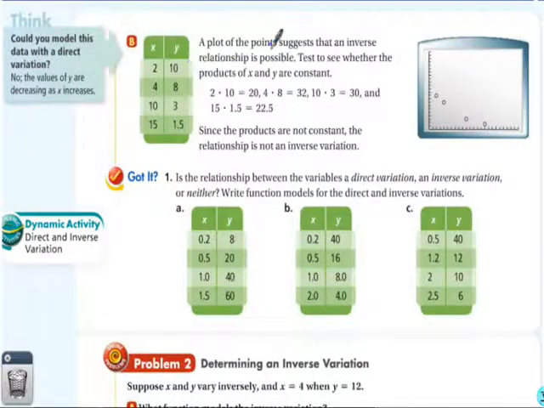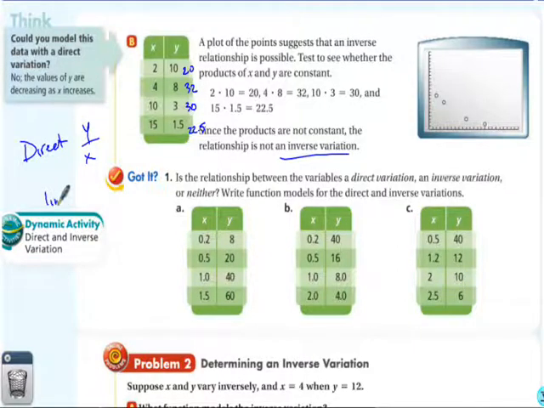Let's take a look at another example here. A plot of the points suggests that an inverse relationship is possible. Test to see whether the products of x and y are the same. So we just plot it, and it looks kind of like an inverse variation. But then if we test it, this is 20, this is 32, this is 30, this is 22.5. That's not an inverse variation. The products of x and y have to be the same for it to be an inverse variation. For it to be a direct variation, when we divide y over x, we get the same number. So direct, we divide y and x; inverse, we multiply.